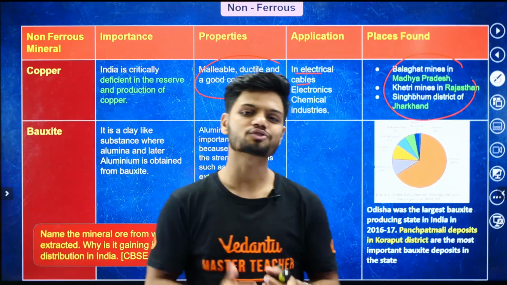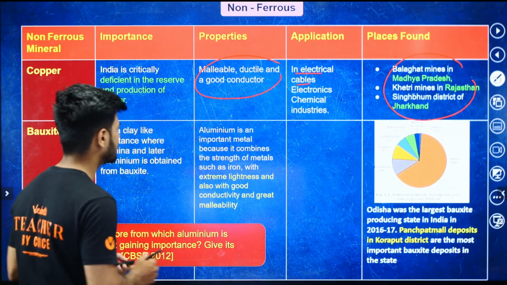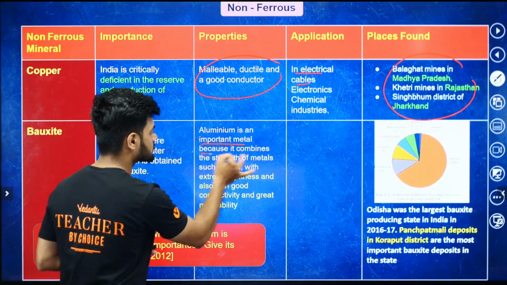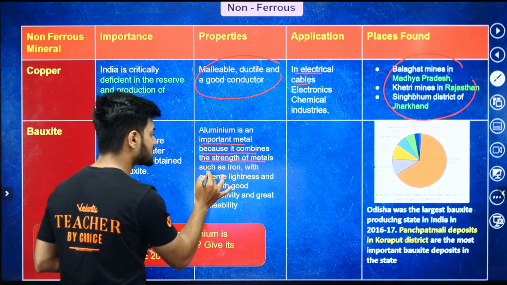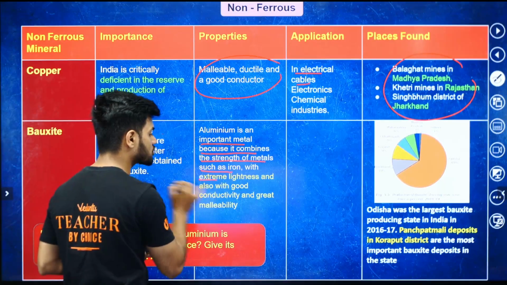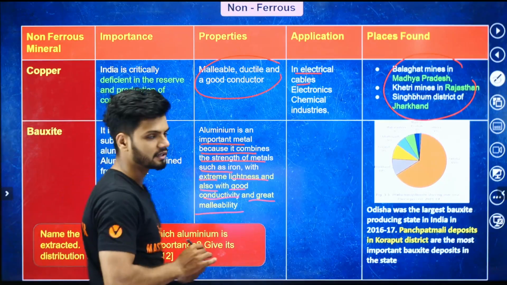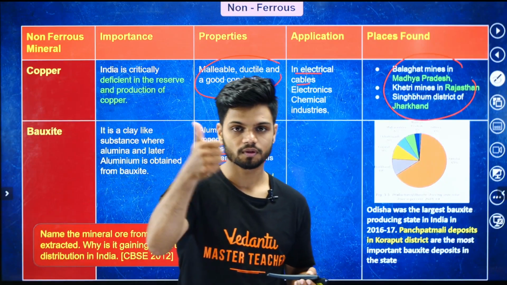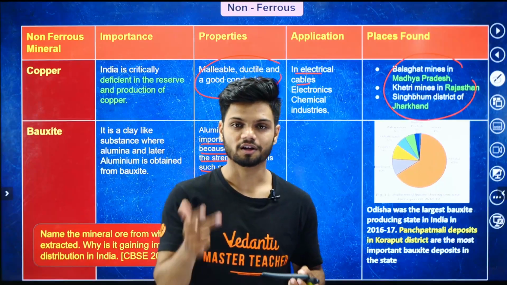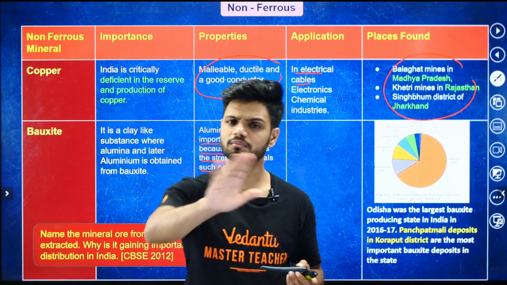What is the application of aluminium? Aluminium is an important metal because it combines the strength of metals such as iron with extreme lightness, and also good conductivity and great malleability. So, good conduction, and also malleable and ductile. Write down the applications of aluminium, the marks are yours.